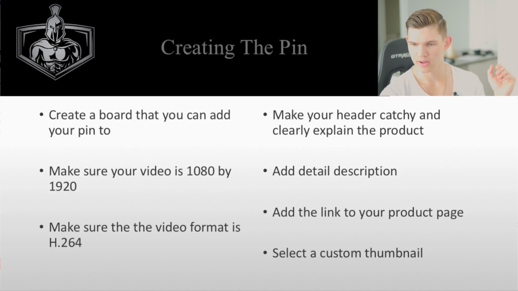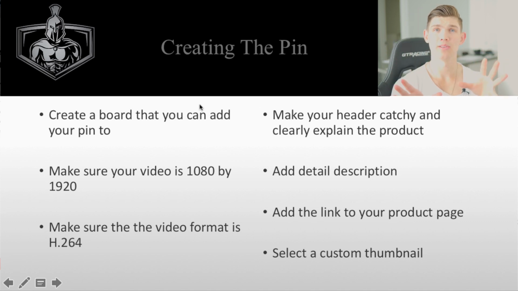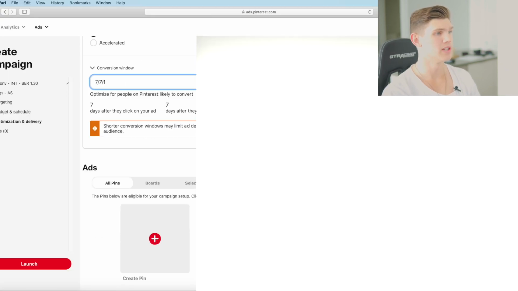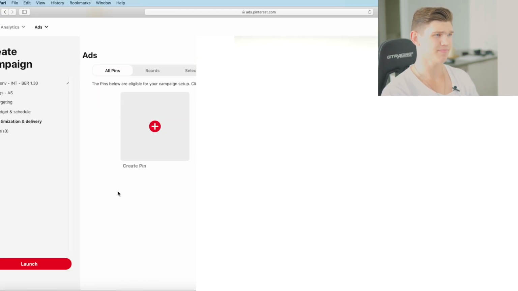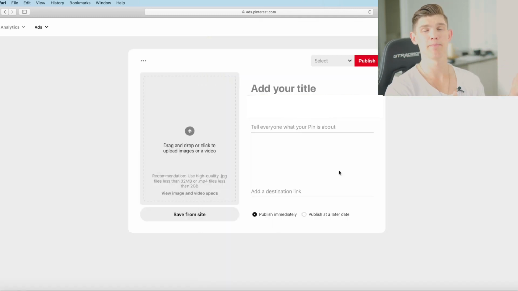So as we continue on here, we're gonna wanna go through and actually create the pin now. So we've got the ad, we've got the campaign created. Now we're going through and we're actually creating the actual visual ad that people are gonna see. So to do that, basically what you need to do is you just scroll down, hit create pin, and a pin is like a post.